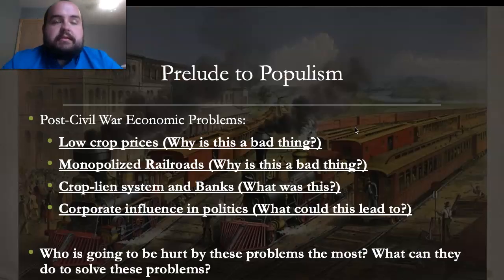Now, getting into the meat of what we're going to look at today. We're going to look at the prelude to populism first, or what kind of conditions in the country made populism possible. There were a few post-Civil War economic problems the country had to deal with, particularly after Reconstruction was over. First, there was a big period of low crop prices.